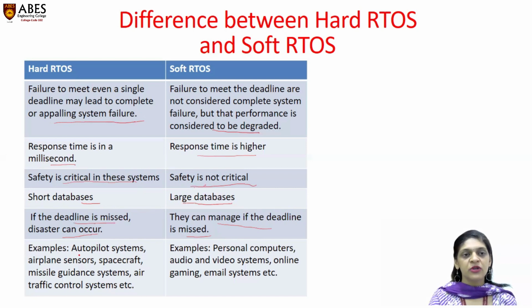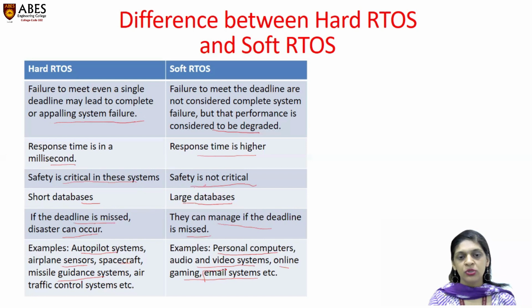Here are some examples of hard real-time operating system: autopilot systems, airplane sensors, spacecraft, missile guidance system, air traffic control system, etc. And here are some examples of soft real-time operating system. It is personal computers, audio and video systems, online gaming, email, etc.